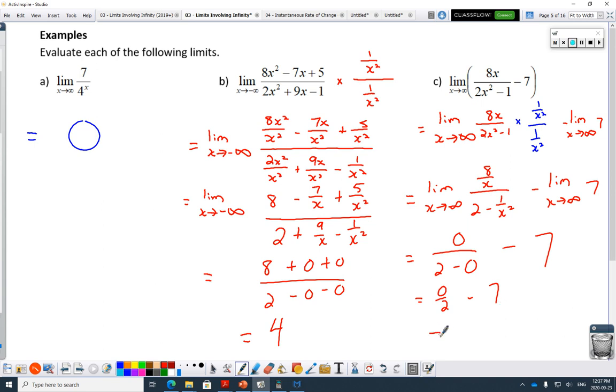0 minus 7 is negative 7. You can always check these in your calculator because you can just take this thing and sub in x equals 1,000 and see what you get. In this particular case, you'd get negative 7.01 or negative 6.99 something. You'd go, oh, negative 7, looks good. It's not going to be exactly negative 7. It's heading towards negative 7.